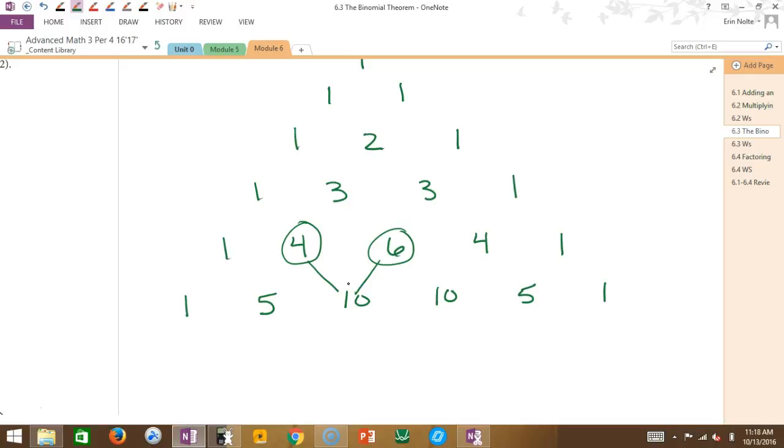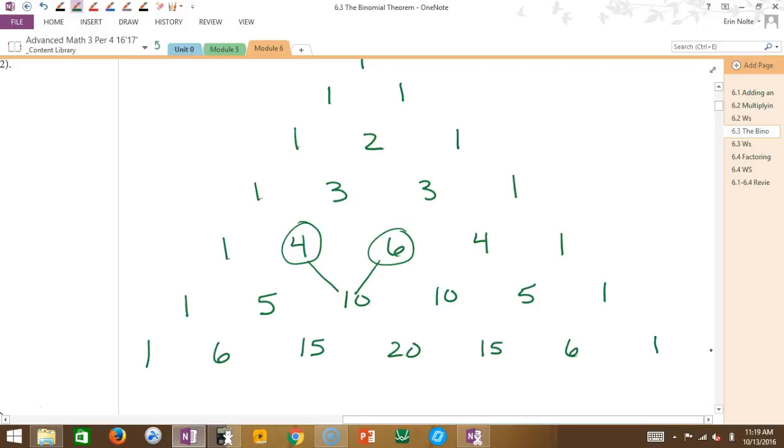Okay, so what would the next row be? 1, 6, 15, 20, 15, 6, 1.